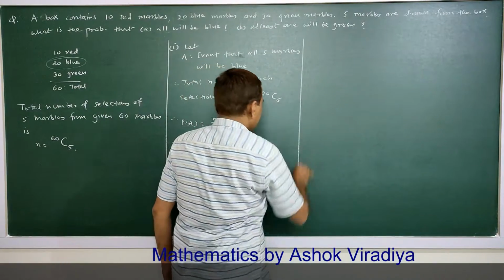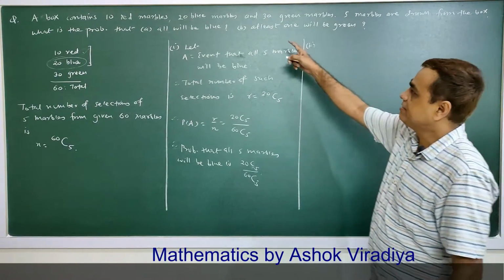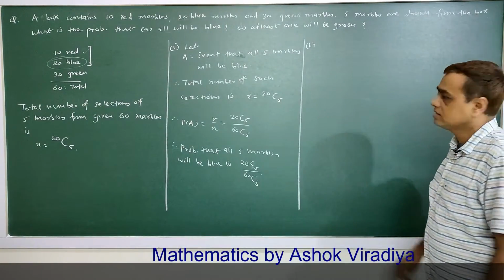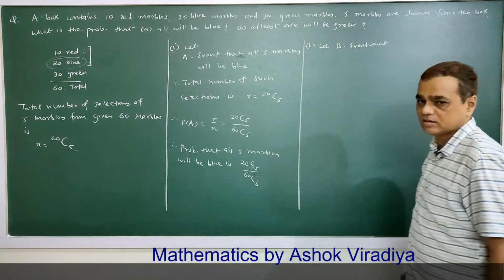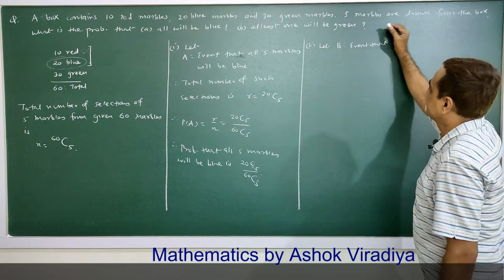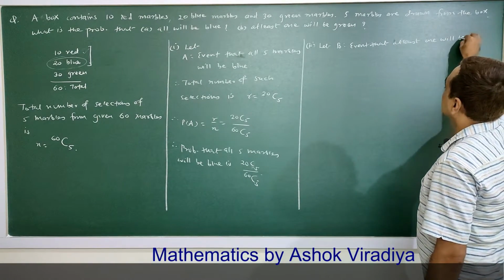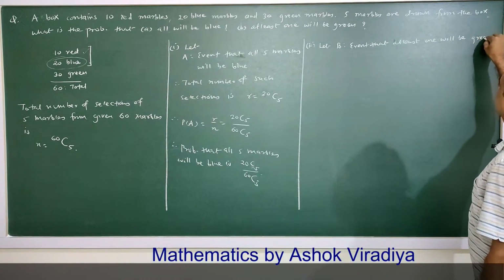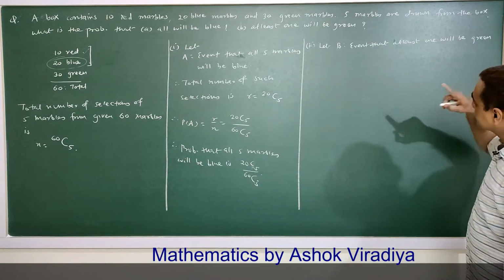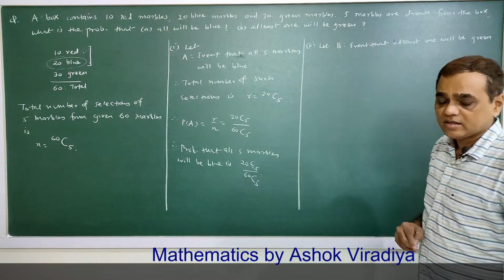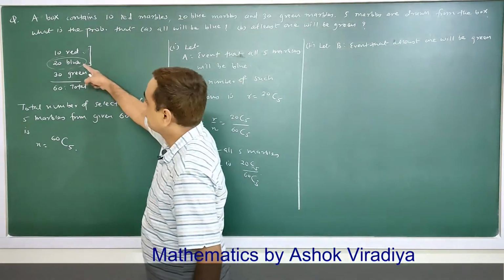Then the second event. Now for the second event, we want the probability that at least one will be green. So let me suppose B is the event that at least one will be green. If B is the event that at least one will be green, that means not all will be from red and blue.